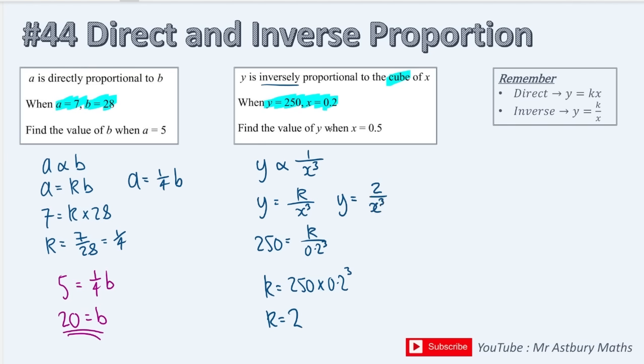And we're asked to work out the value of y when x equals 0.5. So I'm going to use this formula. Y is equal to 2 over, when x is 0.5, I put 0.5 cubed. And this gives me an answer of y is equal to 16. And there we have it.